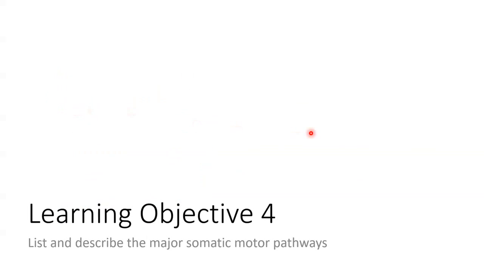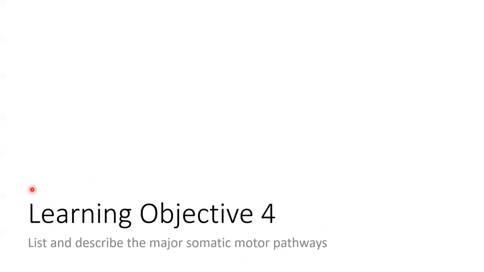So before we move on to learning objective number 4, what I would like you to know about those major sensory pathways are what type of sensations do each of those pathways transmit? Are they 2 or 3 order neurons? And things like, do they decussate? Where do they synapse?